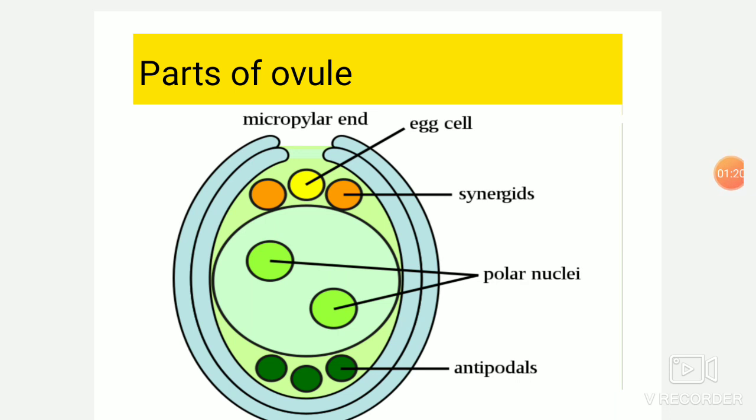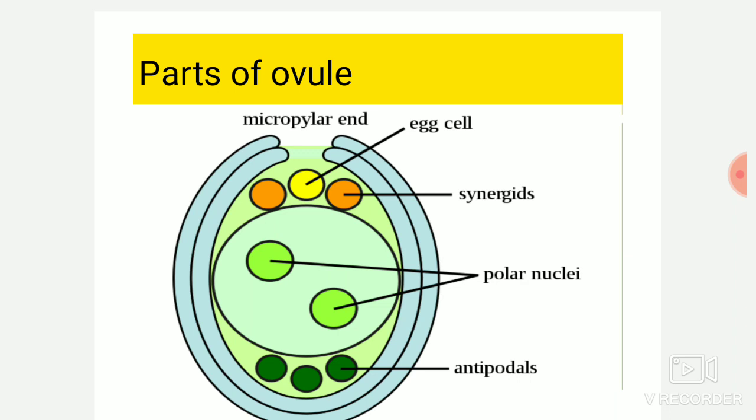Now here you can see the parts of the ovule. In the ovule you can see the nucleus, the egg cell, one pair of synergids, the polar nuclei, and the antipodal cells. These synergid cells help the pollen tube get the proper direction so that the gamete cell can reach the egg cell. The polar nuclei form the endosperm after formation of the zygote. And the antipodal cells provide nourishment to the egg cell for the proper fusion. So these are the functions, and this is the structure of a single ovule.